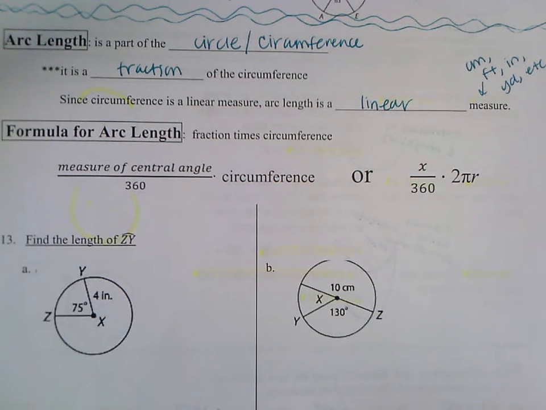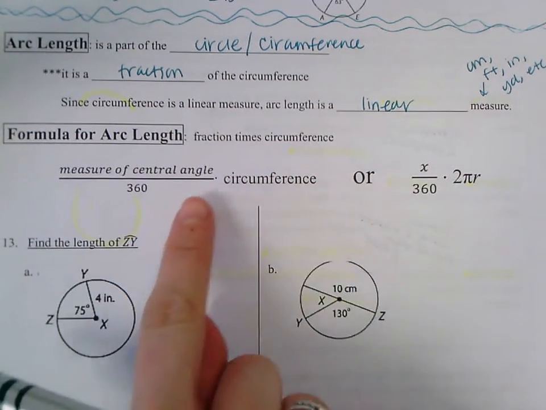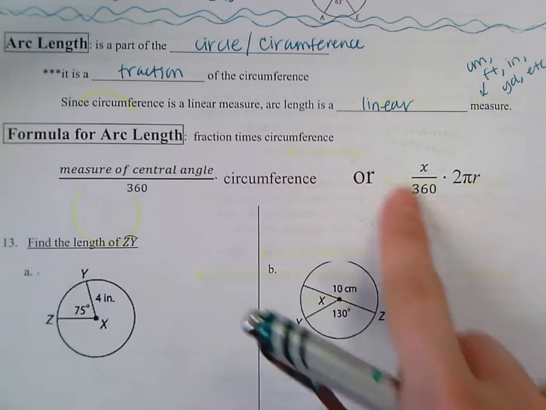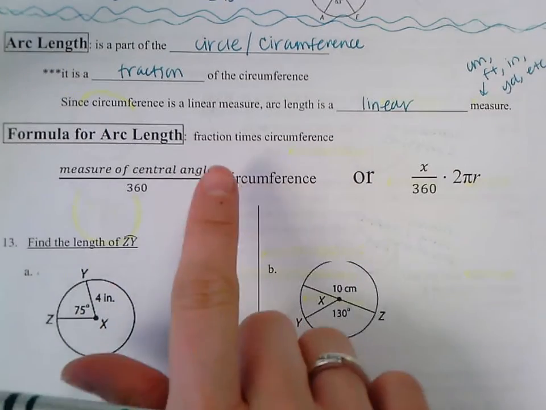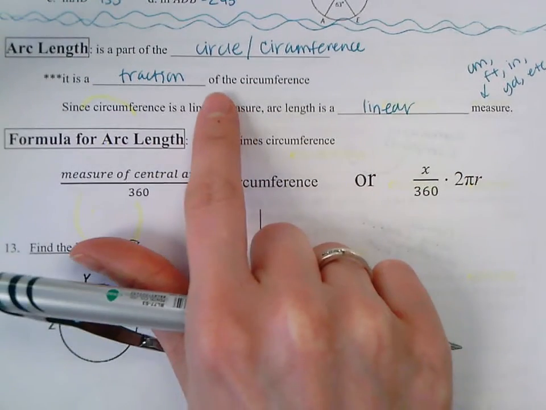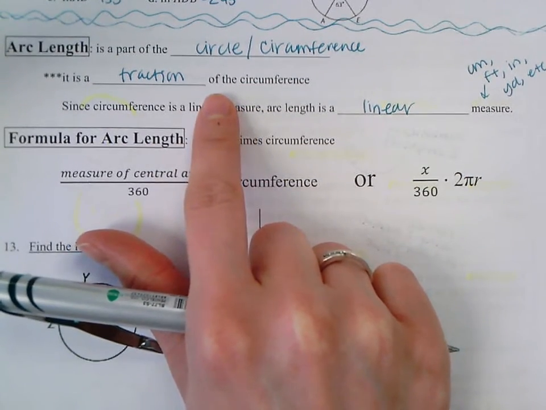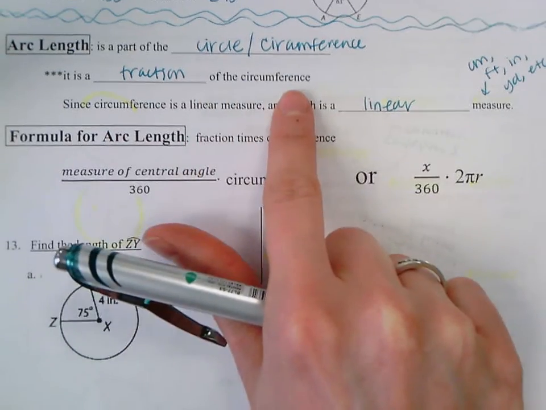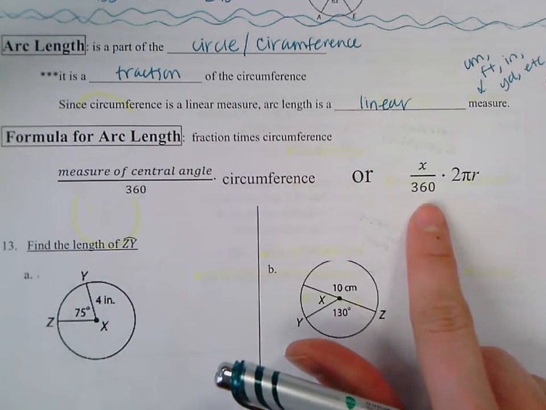The length of an arc is in some other unit, some linear measure. Think of it as like a distance. So there's a formula for arc length. I am going to show you where that comes from, but I have the formula here in words and then in symbols. Since it is a fraction of the circumference, the word of in math means to multiply. So a fraction of the circumference means you're multiplying a fraction by the circumference.